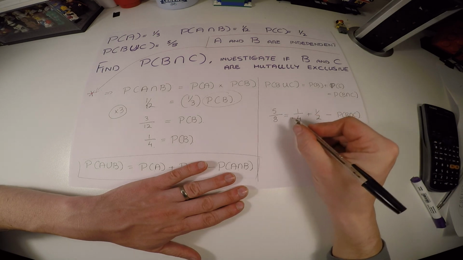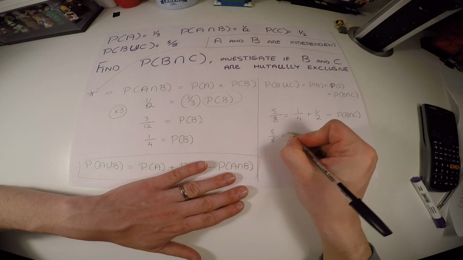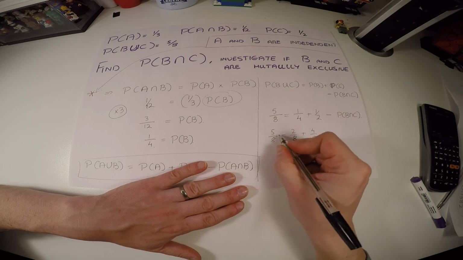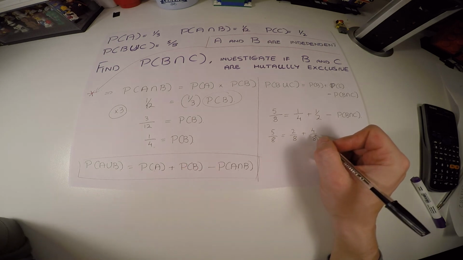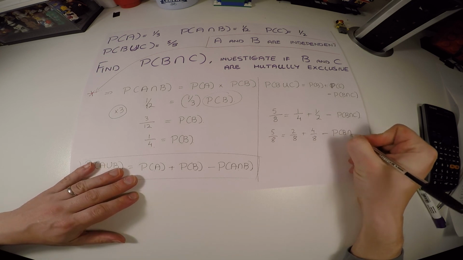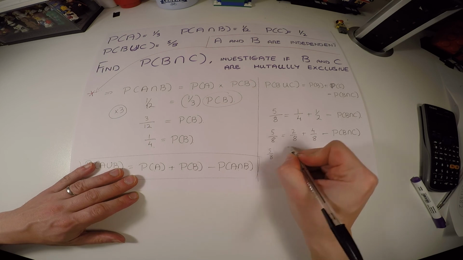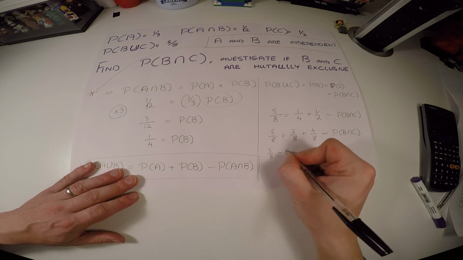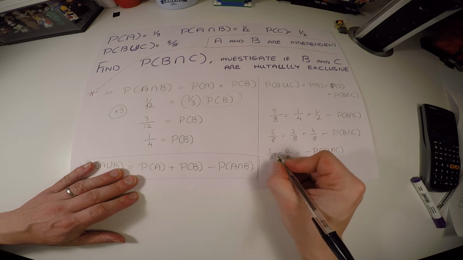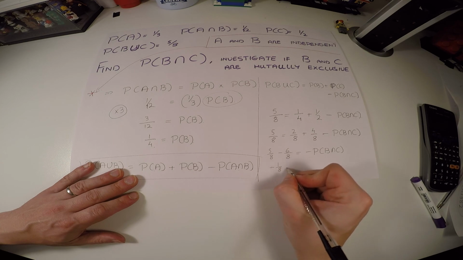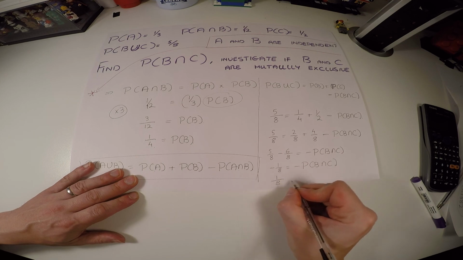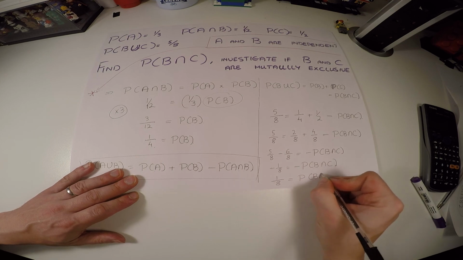So 5/8, and just a small bit of maths here now: a quarter is 2/8, and a half is 4/8. So I have 5/8 equals 6/8 here, minus this stuff here. A small bit of rearranging, that's going to be 5/8. Now that's 6/8, so we'll bring that across, minus 6/8. It's going to be equal to minus this stuff here. And of course that's minus 1/8 is equal to minus this stuff. And of course we're going to change the signs to give us 1/8 is equal to the probability of B intersection C.